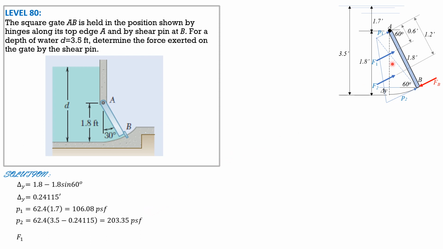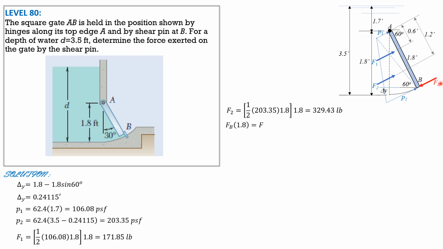So from there we can solve for F1. F1 is 1/2 of P1 times 1.8 times 1.8 because it is a square gate. So 171.85 pounds. F2 is 1/2 of pressure 2, 203.35 times 1.8, then perpendicular to the board 1.8 also. So 329.43 pounds. Then finally summation moment about A equals 0.